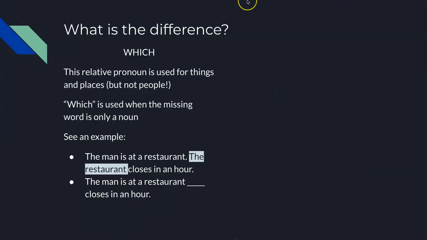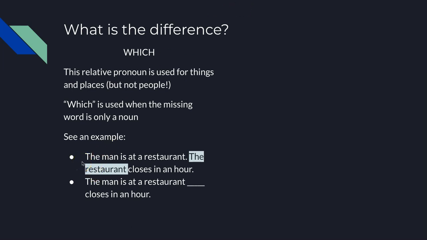Let's start first by looking at the pronoun which. We use this relative pronoun for things and places, but not people. Which is used when the missing link is a noun. What do I mean by the missing word or the missing link? Let's look at an example to help us understand.